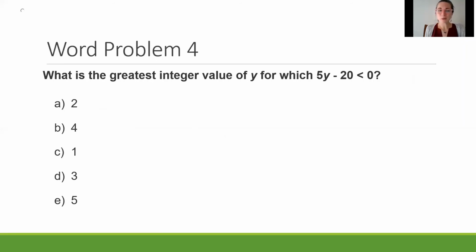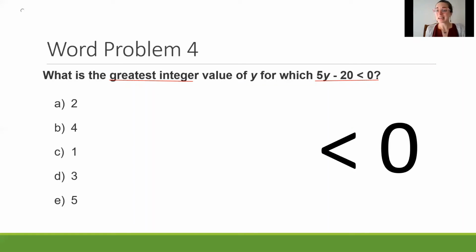So our last word problem for today is, what is the greatest integer value of y for which 5y minus 20 is less than 0? So I'm looking for a couple things. First, I'm looking for the greatest integer, and that's for y. And I'm looking for something that is less than 0 when I plug it into my 5y minus 20.